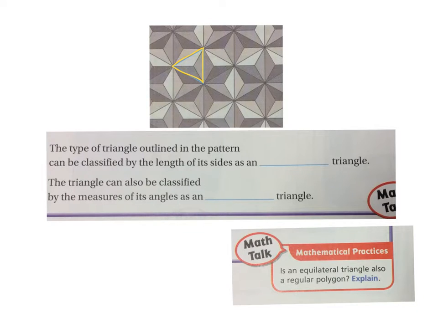This type of triangle outlined in the pattern can be classified by the lengths of its sides. It told us that it has 3 congruent sides, which means it's what kind of triangle? Equilateral. Good. And it has 3 acute angles. Acute, by the way, what does that mean again? Smaller than 90 degrees. So what kind of triangle is it? Acute. You can see that because these 3 angles are less than 90 degrees and all 3 sides are congruent, it is an acute equilateral triangle. We can classify it from each category: side lengths and angles.